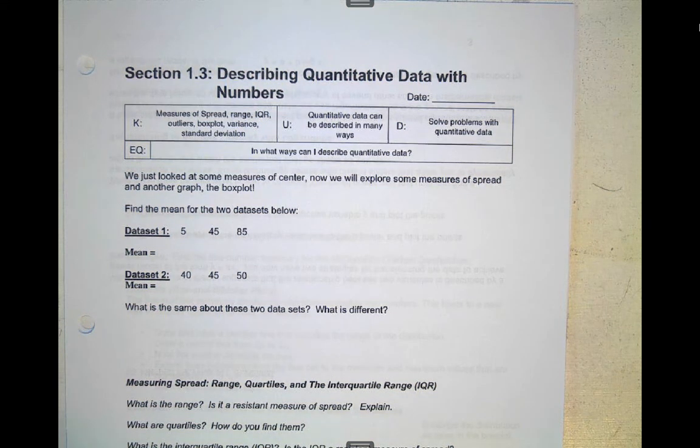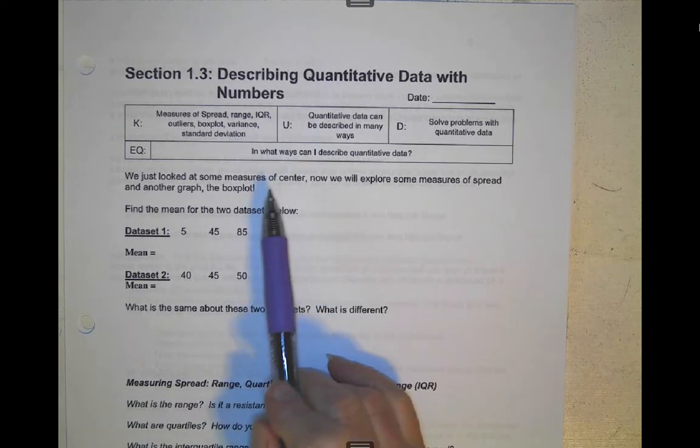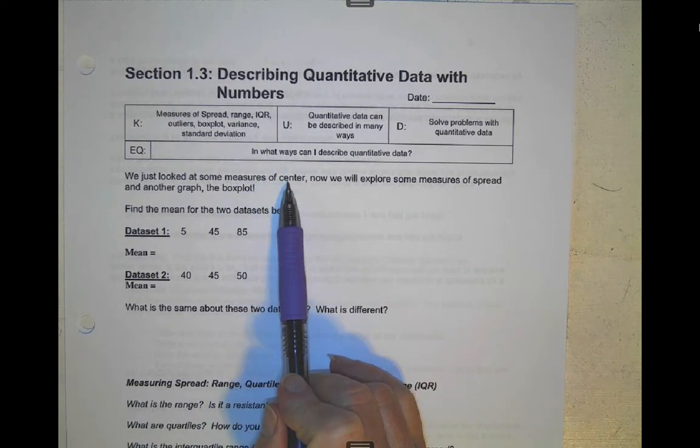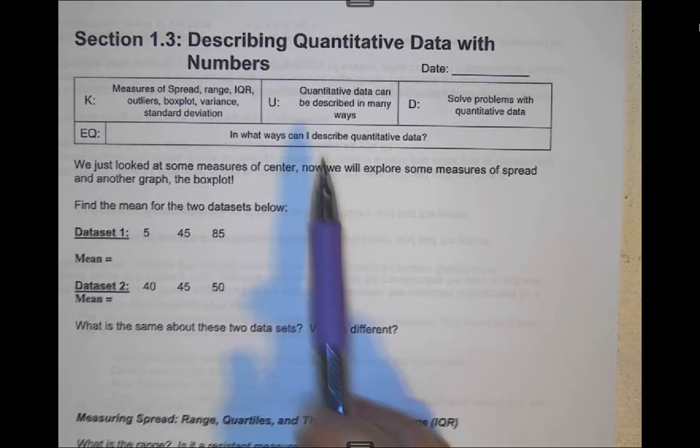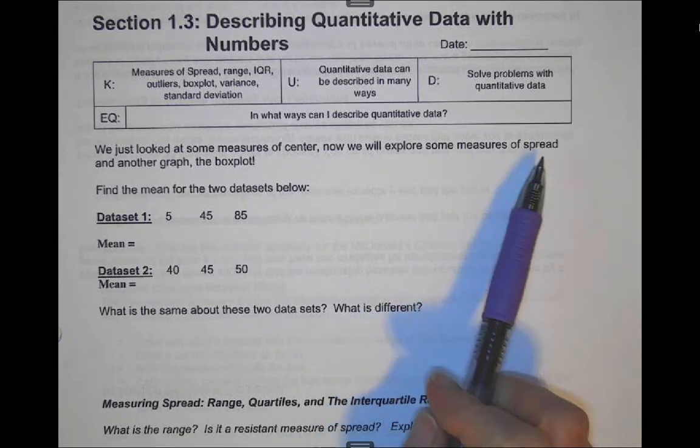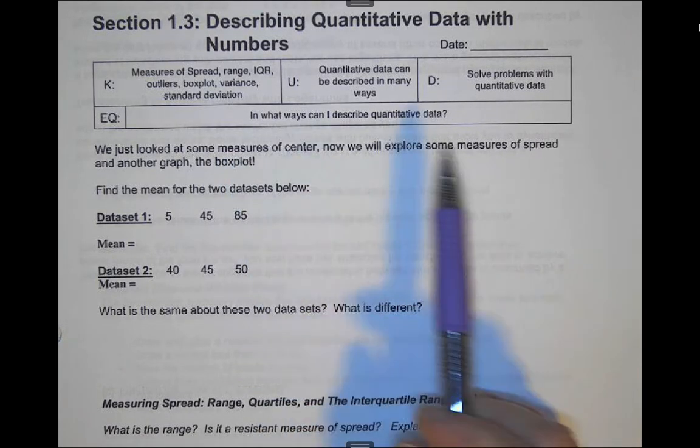All right. Again, here we go. We are now looking at section 1.3, day 2. We are going to be describing quantitative data with numbers. So the last thing here: we've looked at our measures of center. Remember we had our mean and we had our median. We've done some graphs. Today we want to explore measures of spread in another graph.